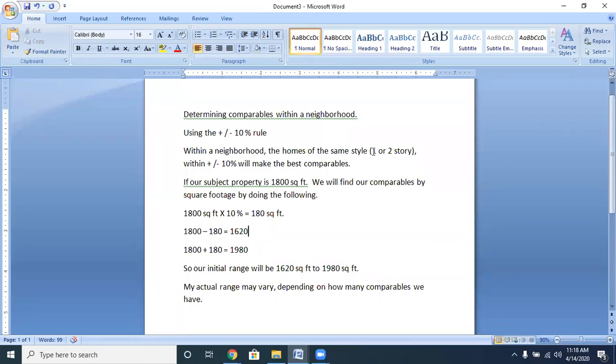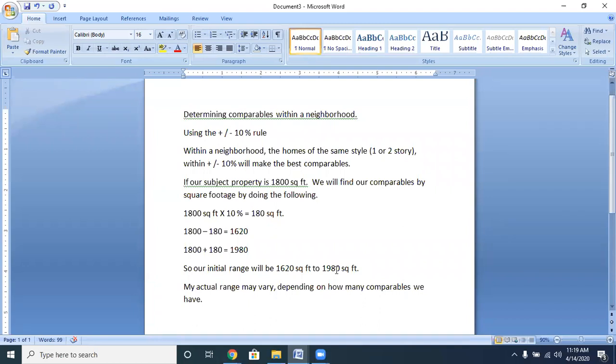They're homogeneous pretty much. Now, if our subject property is 1,800 square feet, if we use the 10% rule, 1,800 square feet times 10% is 180 square feet. So we take the 1,800, subtract 180, the 1,800 and add 180. And so our range would be between 1,620 and 1,980. Now we might need to, again, expand that a little bit or decrease that a little bit depending on if we're getting enough comparables.